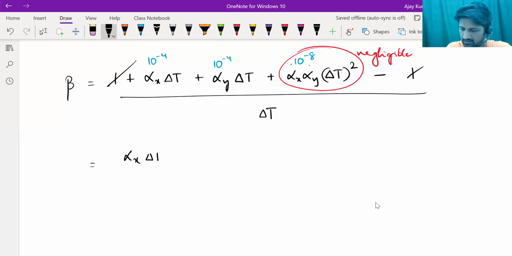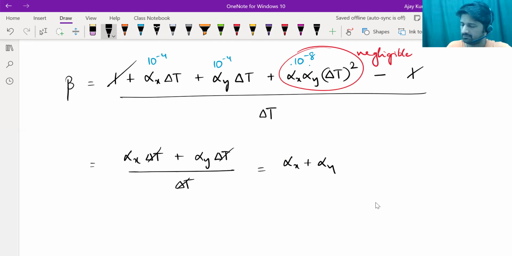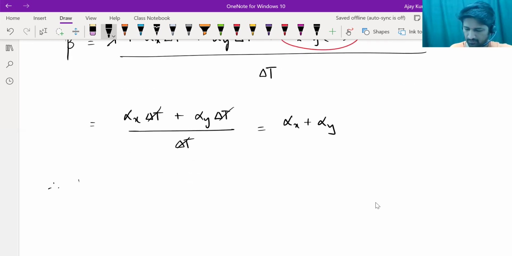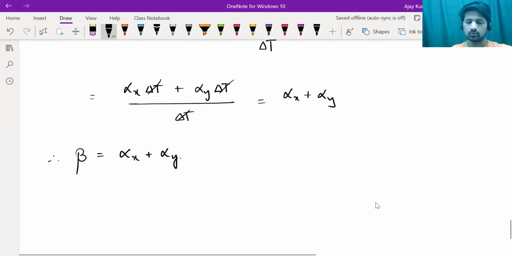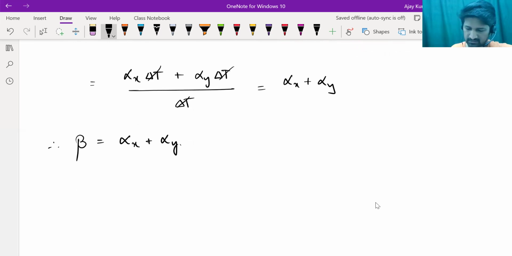Alpha x delta T plus alpha y delta T divided by temperature difference. Delta T is common in numerator and denominator, so it will get cancelled. You get alpha x plus alpha y. Very simple. Therefore, the coefficient of areal expansion is the sum of coefficients of linear expansions in two perpendicular directions. Now, if the solid is isotropic, meaning having the same properties in all directions, then alpha plus alpha basically becomes 2 alpha. So the coefficient of areal expansion is 2 times the coefficient of linear expansion.